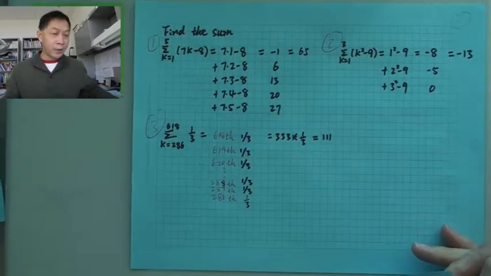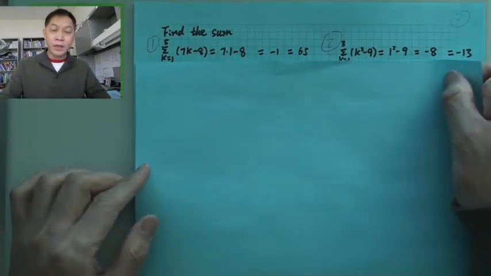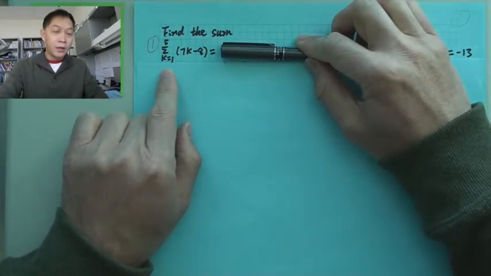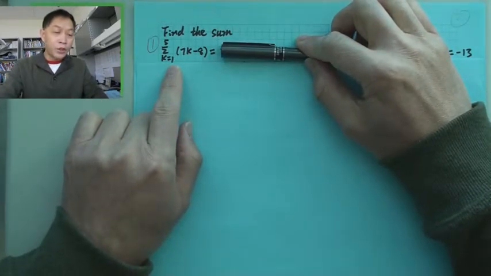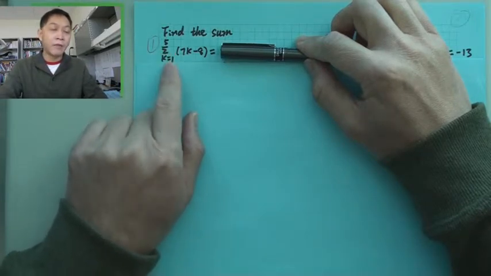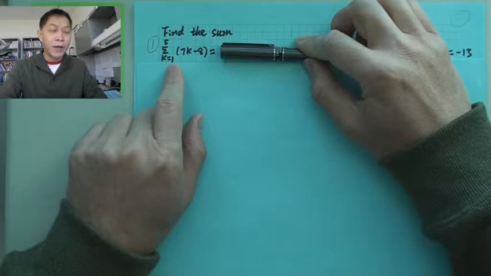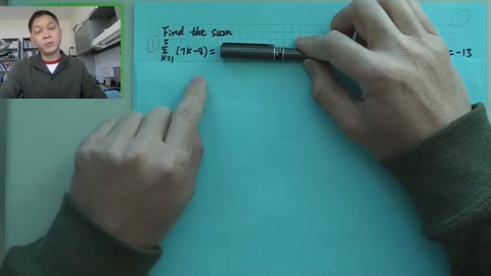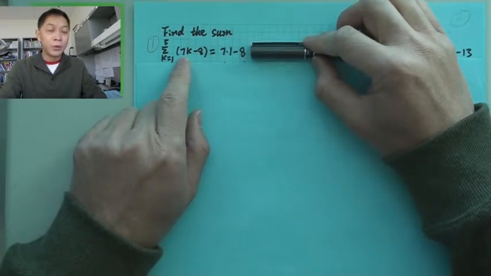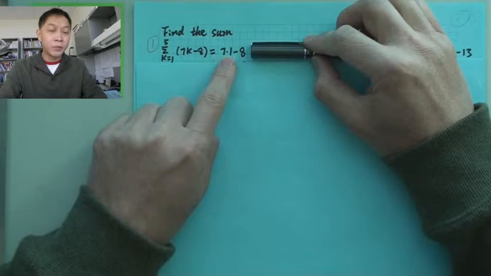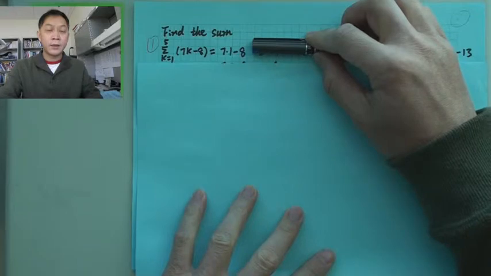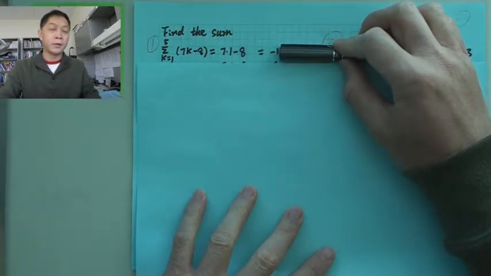let's see more examples. In this example, we want to find the sum, where k ranges from 1 to 5. That means we want to find the sum of the first 5 terms. If k is 1, then that's the first term. So 7 times 1 minus 8, and that's negative 1.